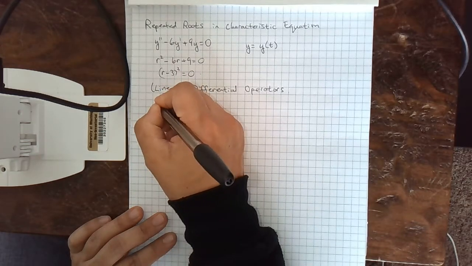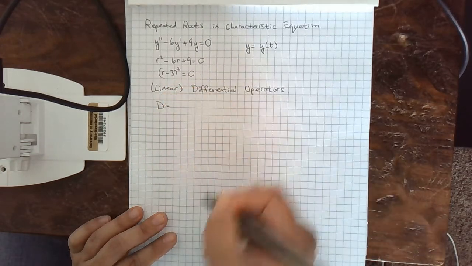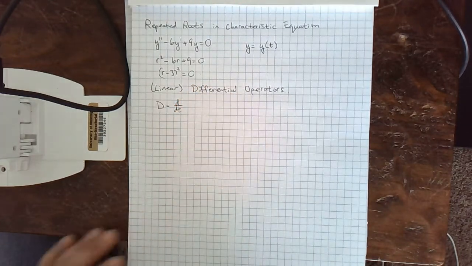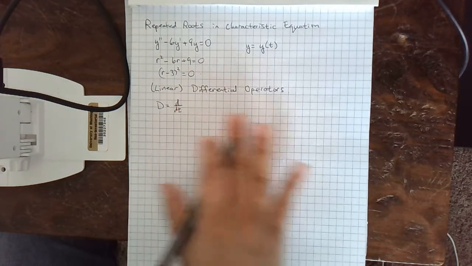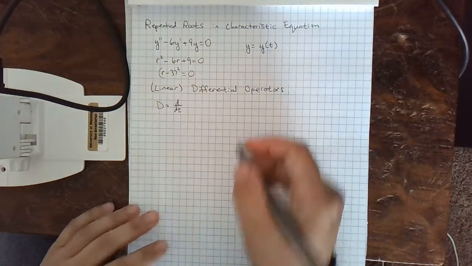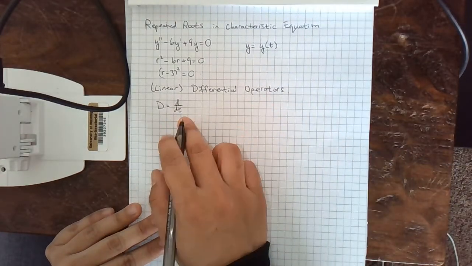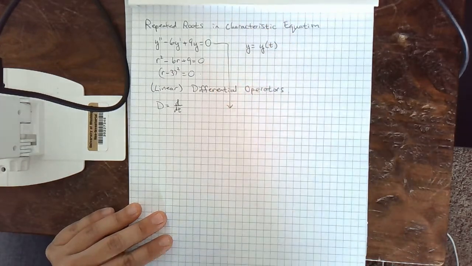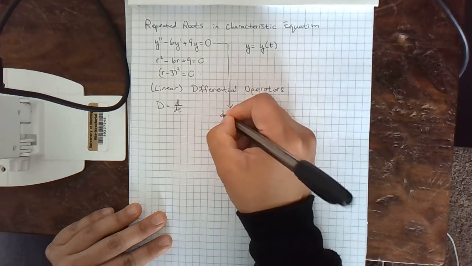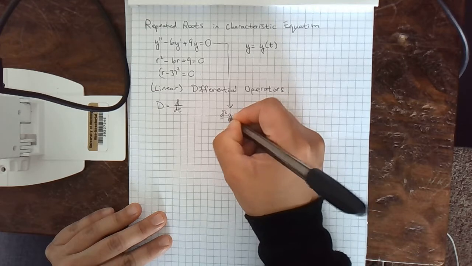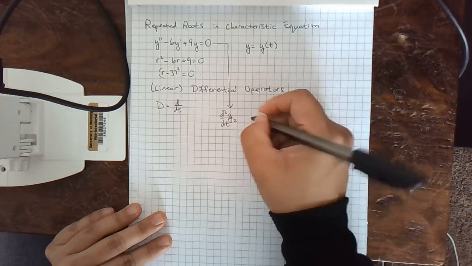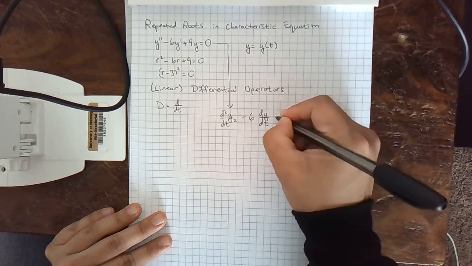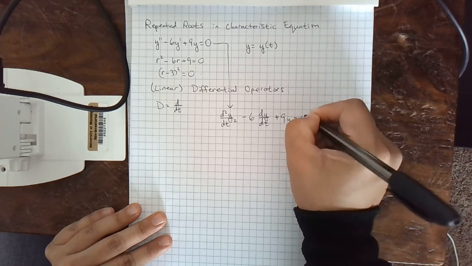So we're going to take a very simple differential operator. We'll call it capital D, and it'll just be d by dt. Remember before I was taking pretty complicated ones, I was adding them together and things. Okay, so I can rewrite this original differential equation as this is the second derivative of y with respect to t minus 6 times the first derivative of y with respect to t plus 9y equals 0.